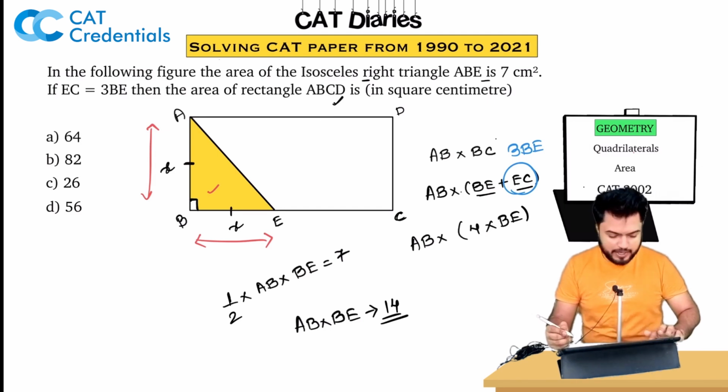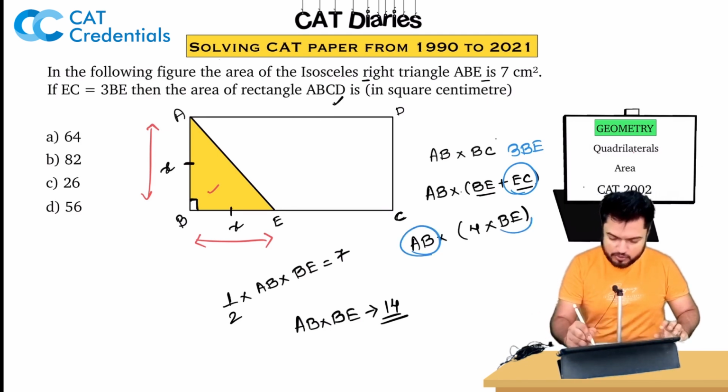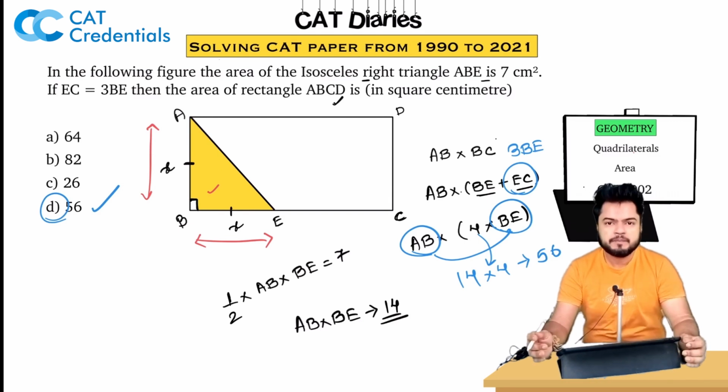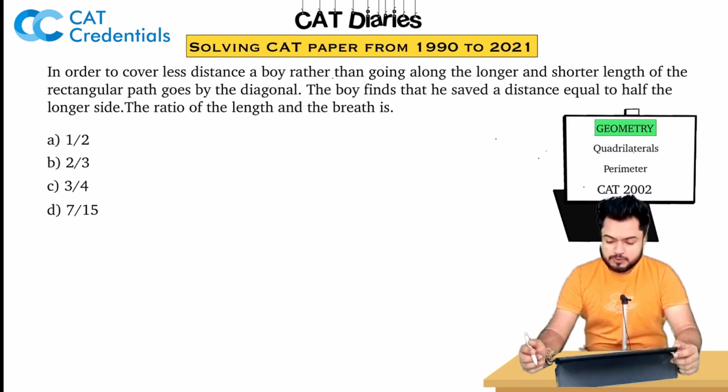If I need to find out the area of this rectangle, I need to know what is AB into BE, right? AB into BE is equal to 14, and this 4 comes here. So 14 into 4, answer is 56. That is option number D, your answer to this question. Okay, so a very simple question that has to be solved in the exam. So let's see our next problem in quadrilaterals.